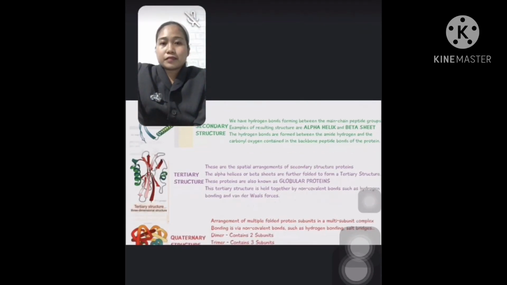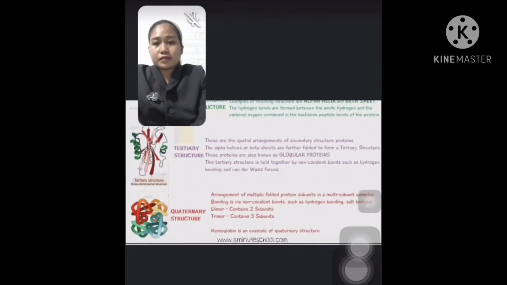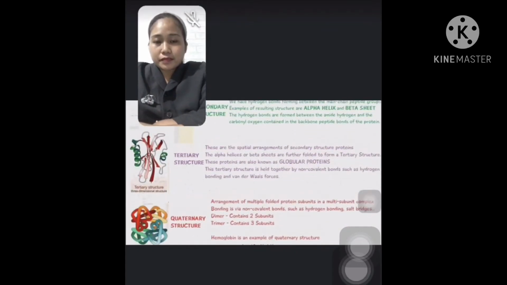Moving on, we have the tertiary structure of proteins, and these are certain spatial arrangements of these secondary structure proteins. So the alpha helixes or the beta sheets are going to get folded even more to form a tertiary structure. This diagram here represents the tertiary structure. We also can call these structures globular proteins, and these tertiary structures are going to be held together by non-covalent bonds like hydrogen bonds and van der Waals forces.